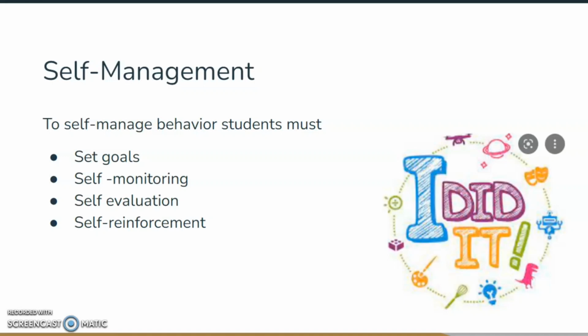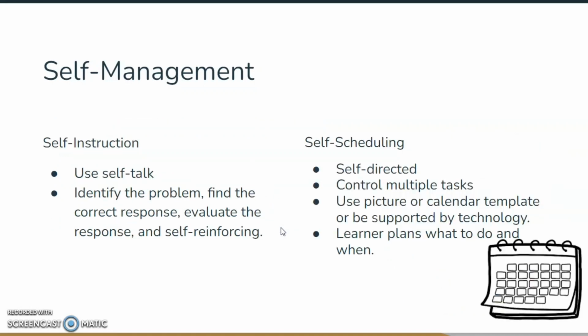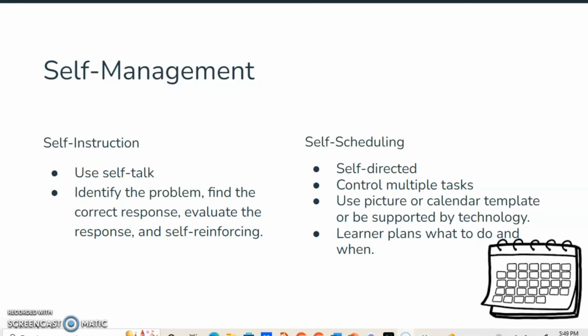They need to be able to understand that they might not always succeed, and understand that that's okay. Self-reinforcement, they need to be able to tell themselves that they've done a great job, that they did the best they can do, they've succeeded. Some ways to self-manage are to self-instruct or to self-schedule. Self-instruct might include using self-talk, to talk themselves through the steps, by identifying the problem, finding the correct response, and evaluating the response and self-reinforcing.